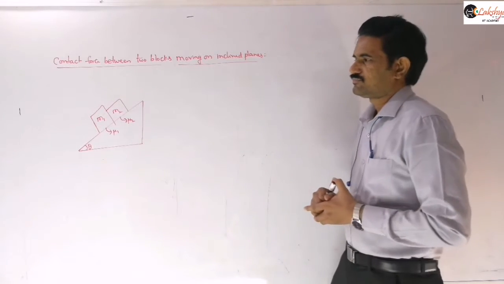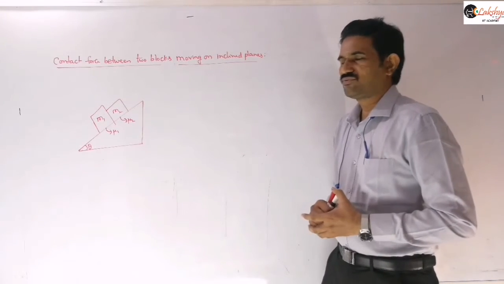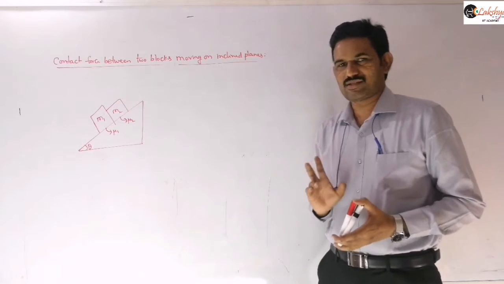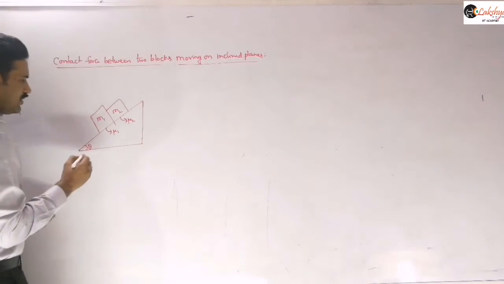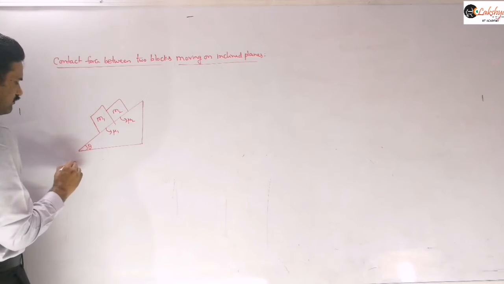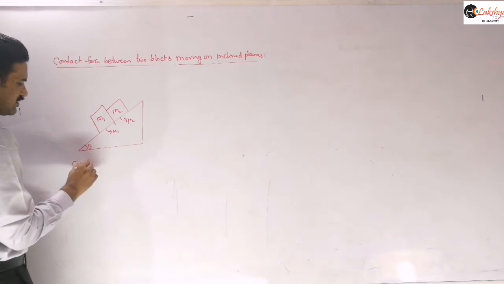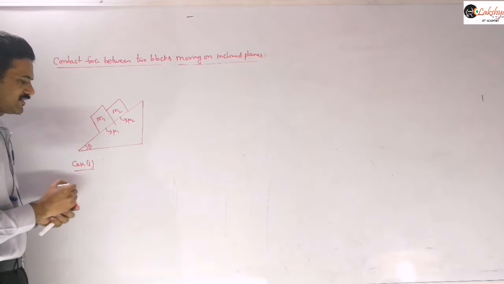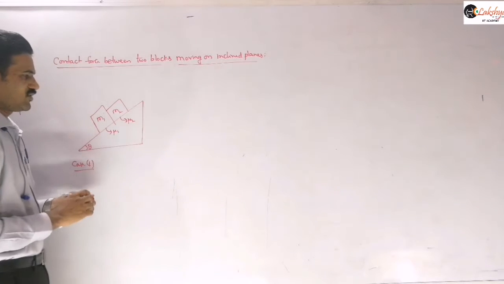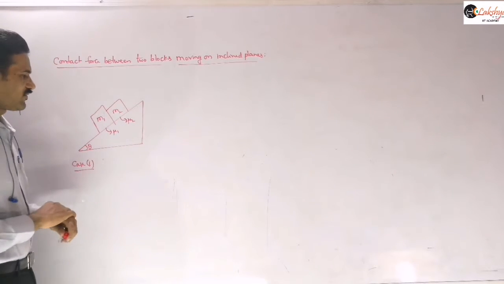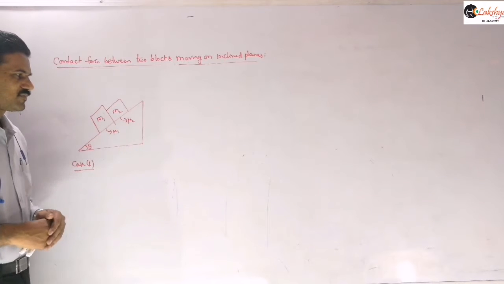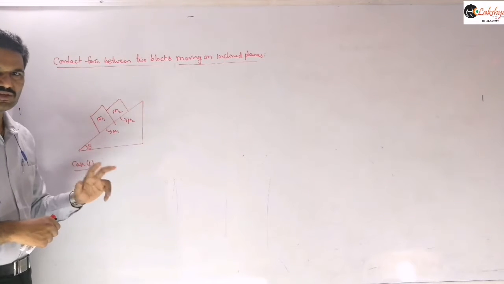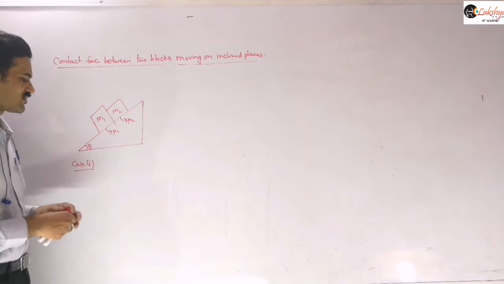To find the contact force between them, there are two cases generally possible. So that is case 1 I am taking here. Just to mention, consider two blocks of masses M1 and M2 placed on an inclined plane of inclination theta, in contact with each other. Mu1 and mu2 are the respective coefficients of friction between the blocks and the inclined plane. Those are the considerations, right?